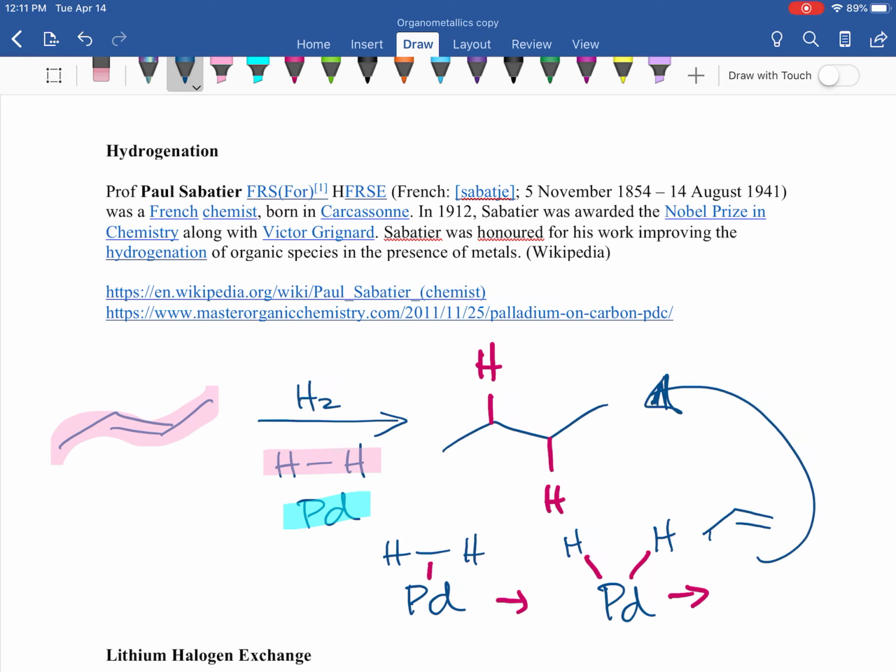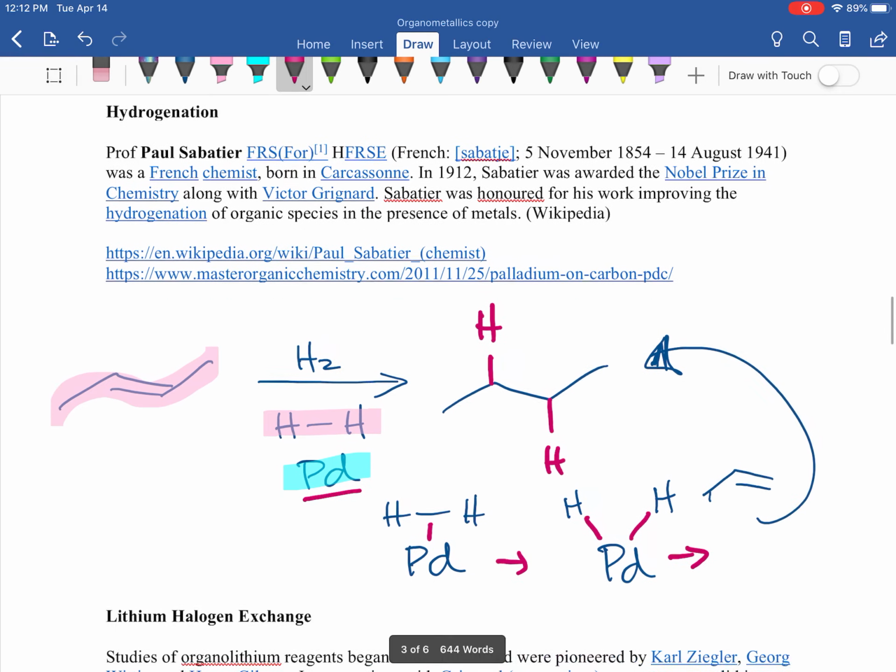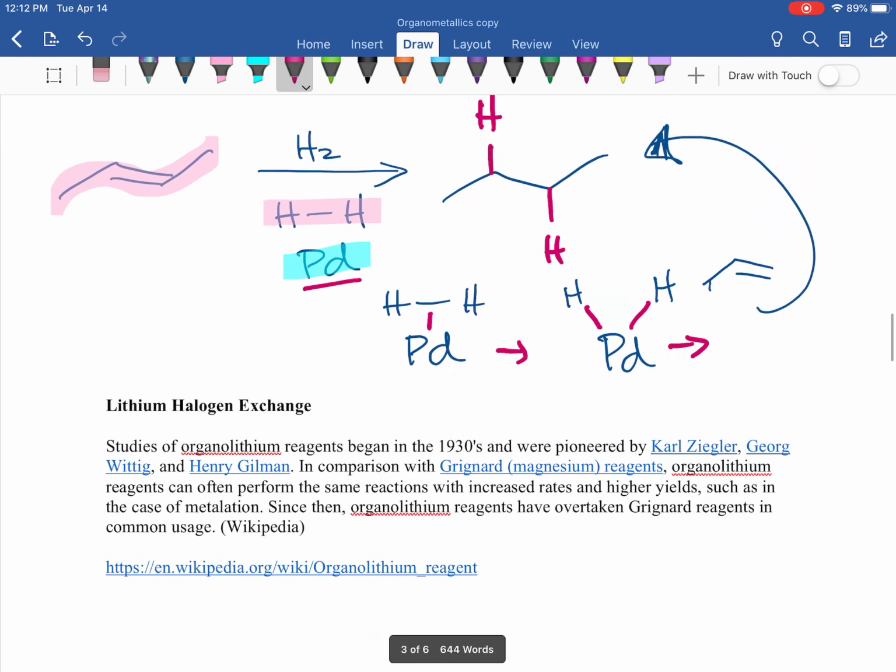So this reaction has been used forever. It's been used in everything from thermochemical studies to it's huge in our oil industry, meaning like vegetable oils and things. This is how you saturate oils. There's all kinds of uses for this. And this is using an organometallic, using palladium. We see that quite often in organic chemistry.